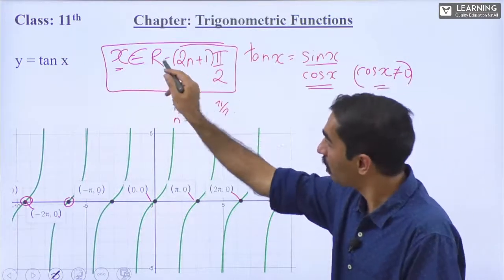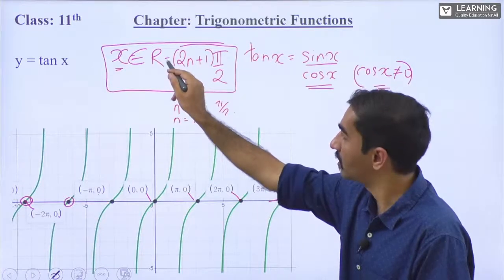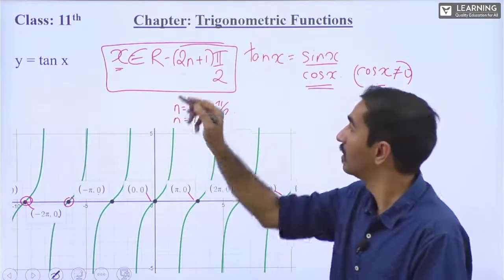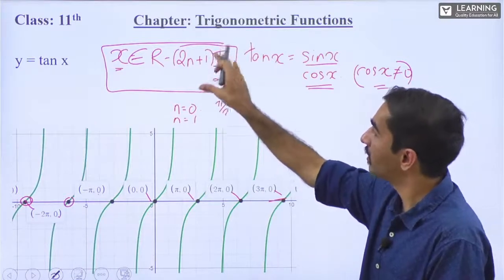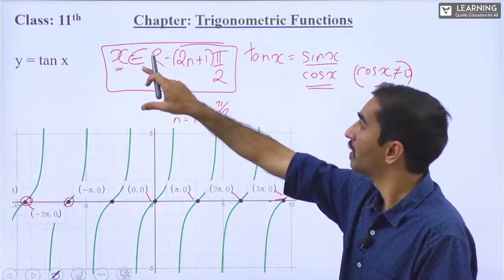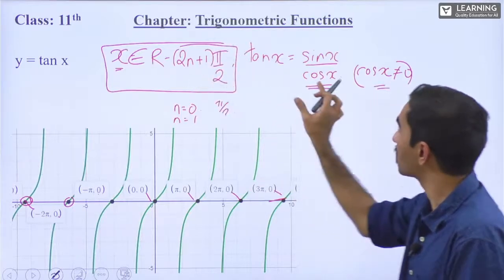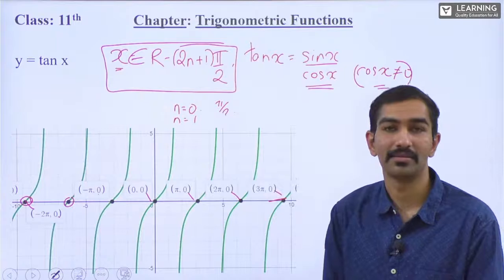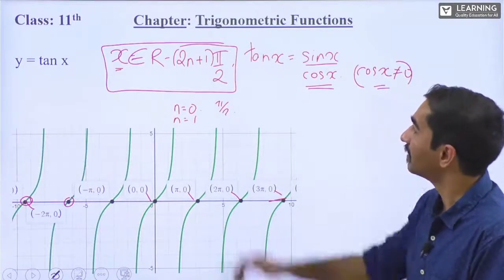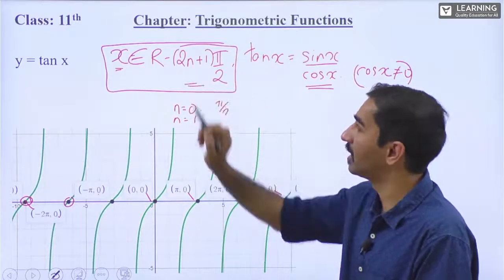So x belongs to all the real numbers except, that is why we are writing minus there, 2n plus 1 of pi by 2. Except these values, other values you can put in the place of x. But if you put this value, what will happen? Cos x will become 0 and tan x will be undefined. Understanding? So this is our domain for tan x.